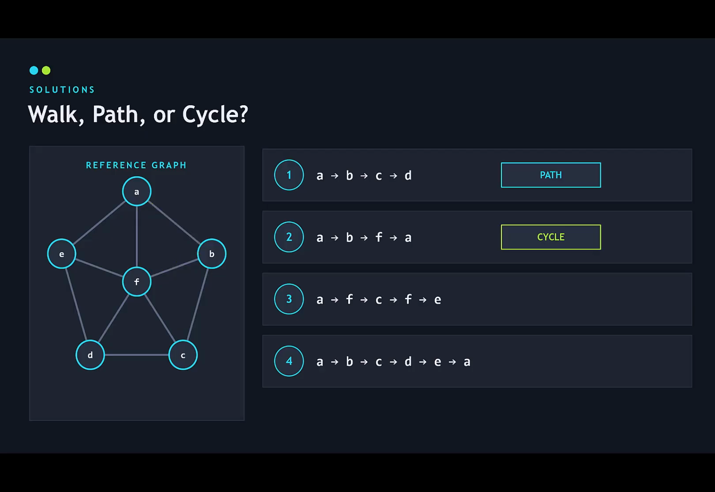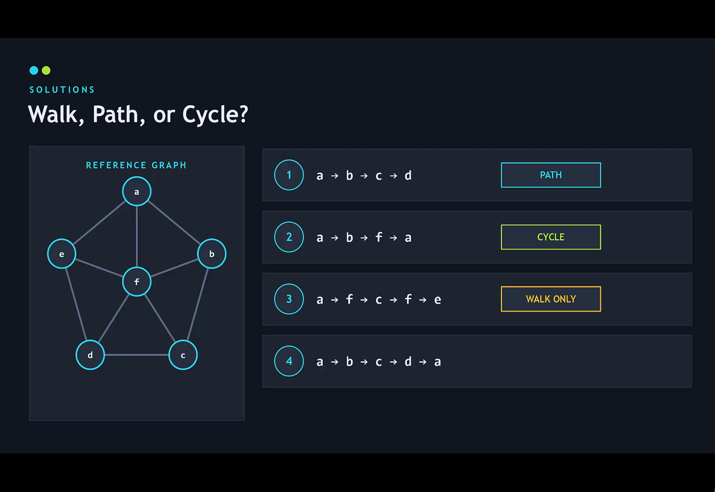Next we have A, F, C, F, E. So we'll start A to F, F to C, but notice now we're going back through the same edge when we go from C to F. We finish by going F to E. This time we're going to call this only a walk. Because we repeated vertices and edges, it can't be a path or a cycle.